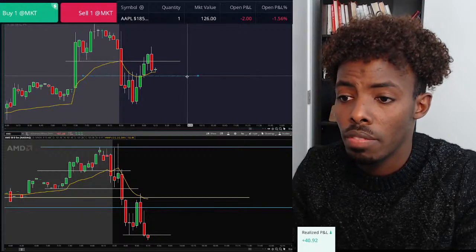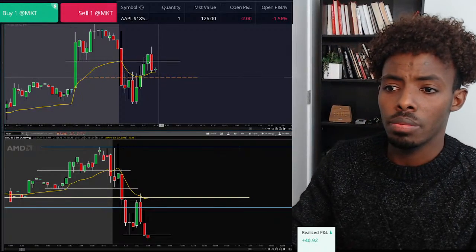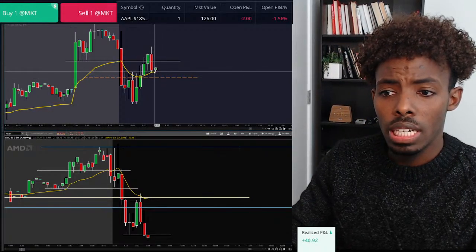So this is the 5 minutes I don't like. So I gotta, well, actually right here, this would be our stop loss right here. So we have a retest of the VWAP here.